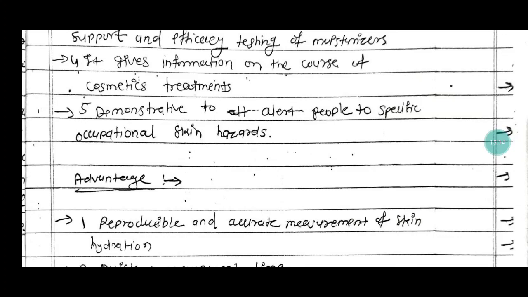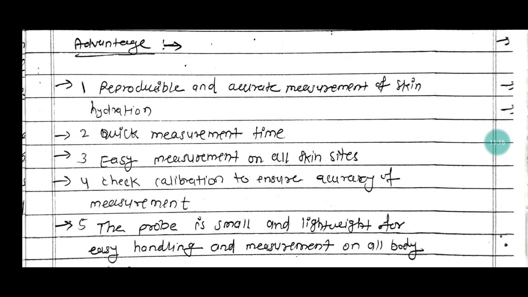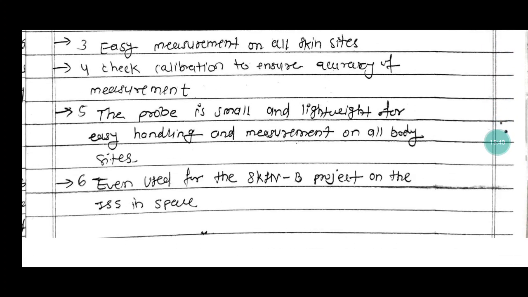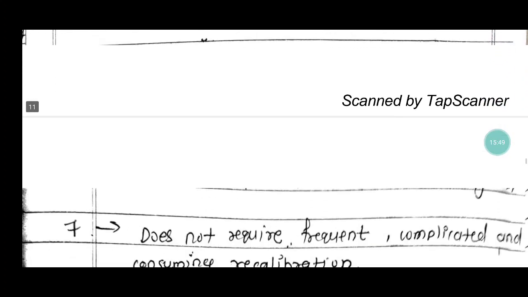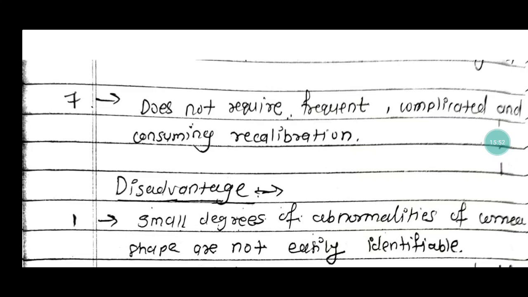So the advantages and disadvantages of the corneometer are: advantages: reproducible and accurate measurement of skin hydration. It has a quick measurement time, easy measurement on all skin sites, and calibration check to ensure the accuracy of the measurement. The probe is small and lightweight for easy handling and measuring on all body sites. It is even used for the skin B project on the ISS in space. And lastly, it does not require frequent, complicated and time consuming recalibration.